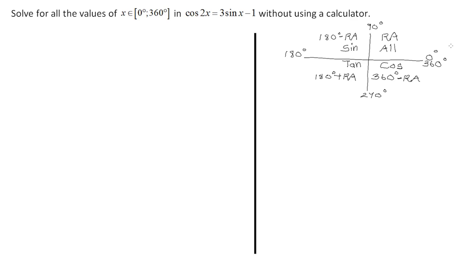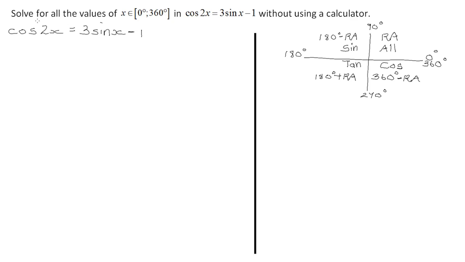That's the reason why you've seen I've written it down already. Now let's look at the question. Cos 2x is equal to 3 sine x minus 1.